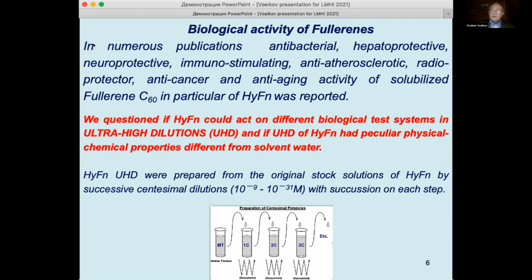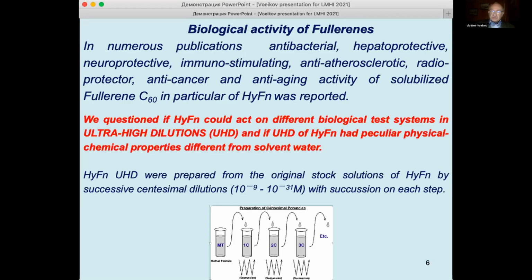In numerous publications, antibacterial, hepatoprotective, neuroprotective, immunostimulating, anti-atherosclerotic, radioprotector, anti-cancer, and even anti-aging activity of solubilized fullerene C60, and in particular of hydrated fullerene, was reported.